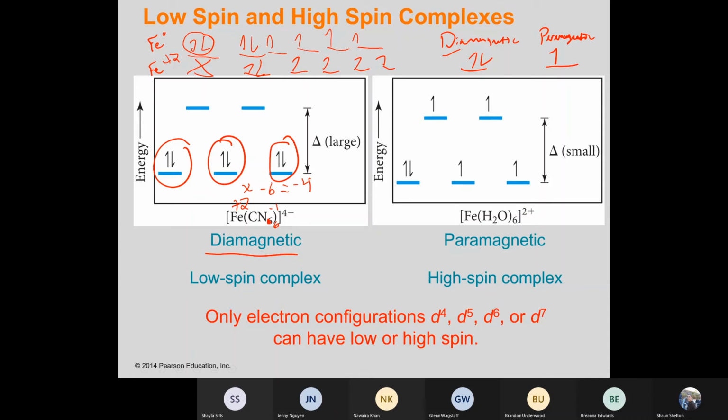So in this example, the way it's filled in is the same way we've always learned with Hund's rule. You do 1, 2, 3, 4, 5, and then 6. So what you do with a weak field ligand is you fill all orbitals first before you double up.